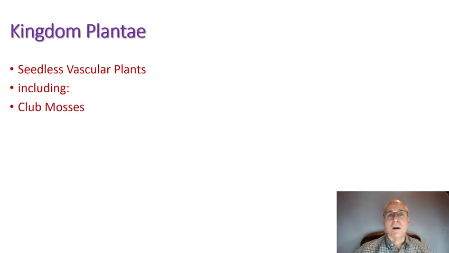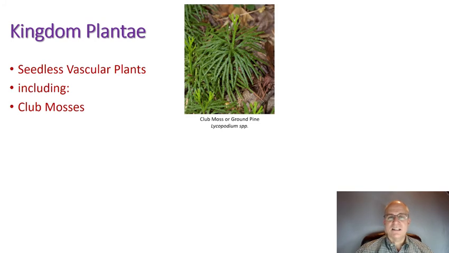First of which are the club mosses. And here's a nice example of a club moss, sometimes also called a ground pine. And I made this mistake myself. When I saw it for the first time, it looked like a teeny tiny little pine tree. But the pine trees reproduce with seeds, and the club mosses are going to reproduce with spores. And pines can grow really, really big.